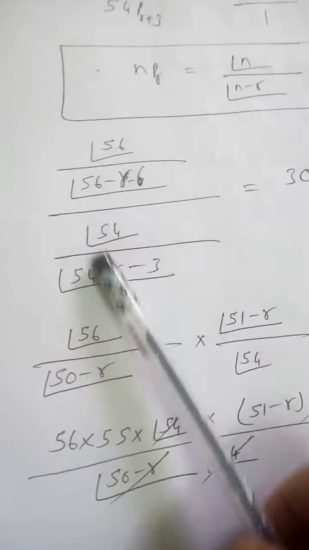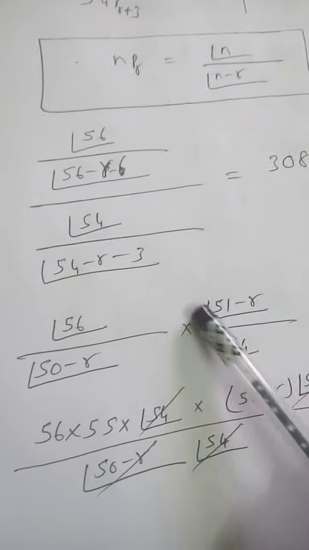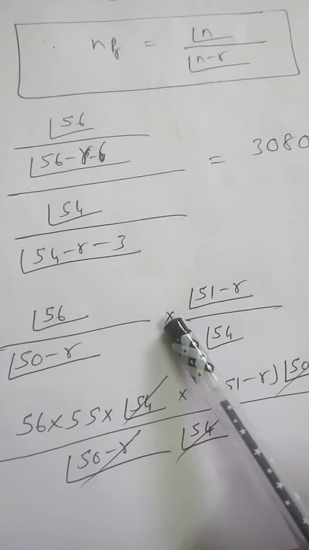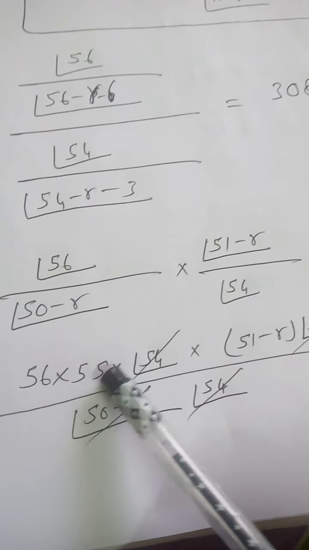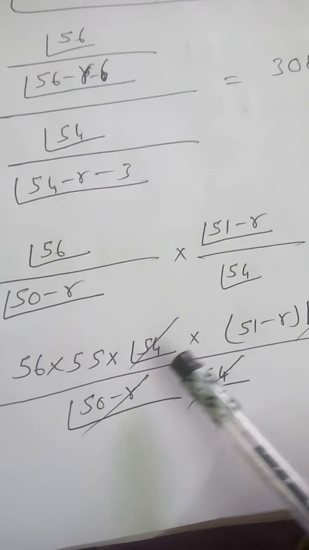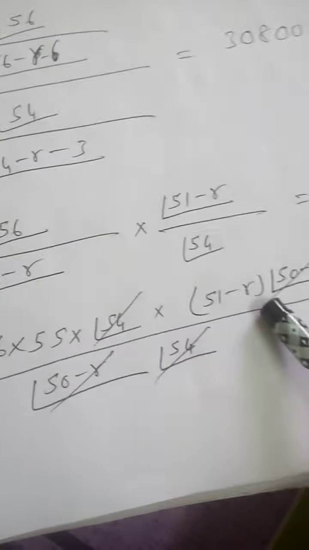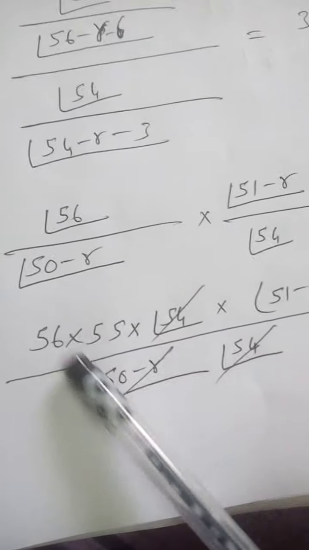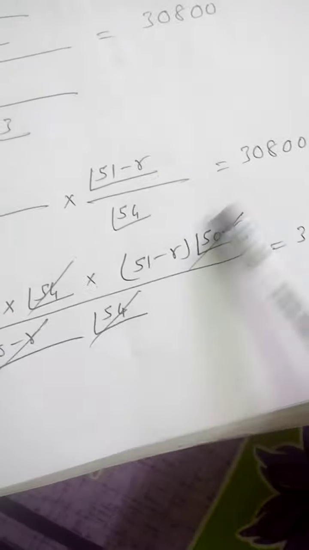This can be written as factorial 56 by factorial (50 minus R) into, this comes up, it will become factorial (51 minus R) by factorial 54. 56 factorial can be written as 56 into 55 into factorial 54, and factorial (51 minus R) I can write as (51 minus R) into factorial (50 minus R), divided by factorial (50 minus R) into factorial 54. Factorial (50 minus R) cancels.